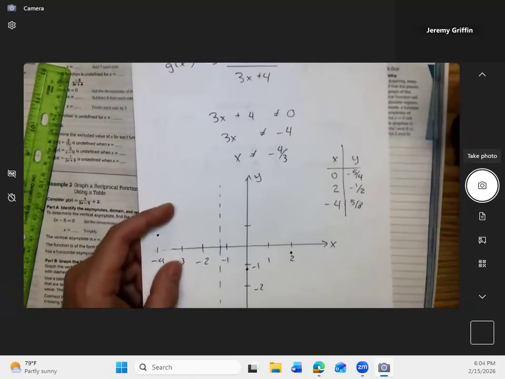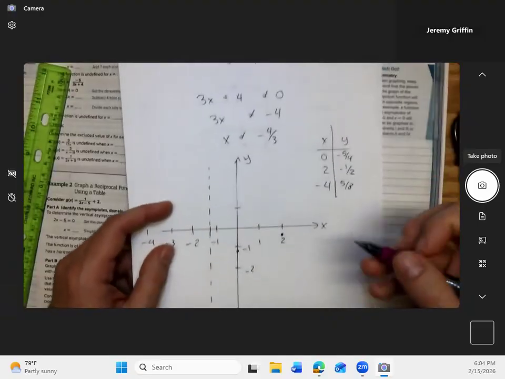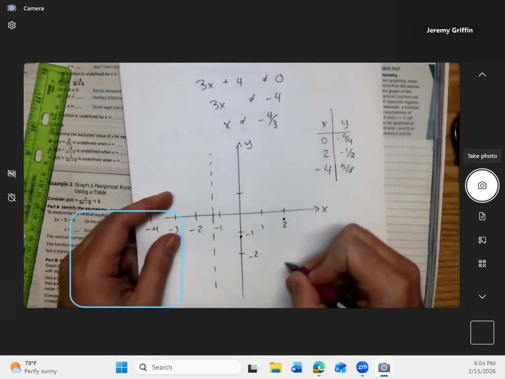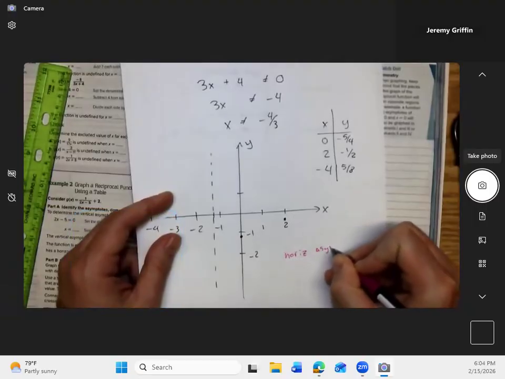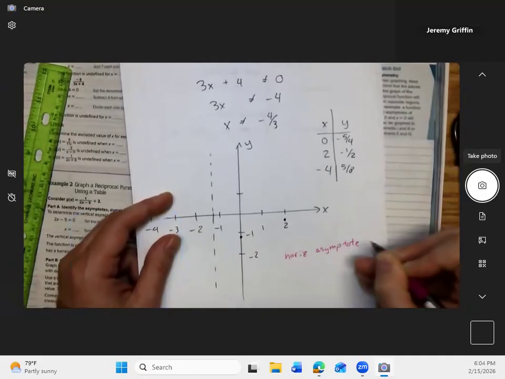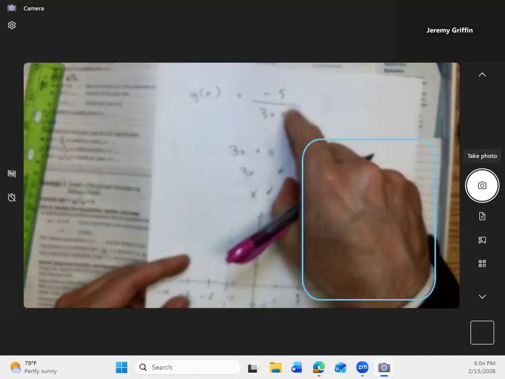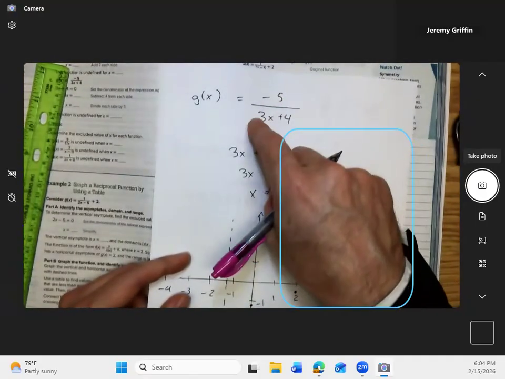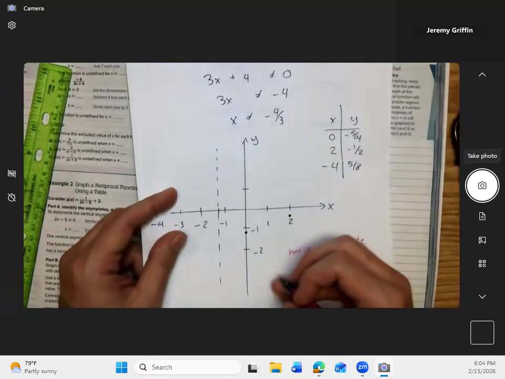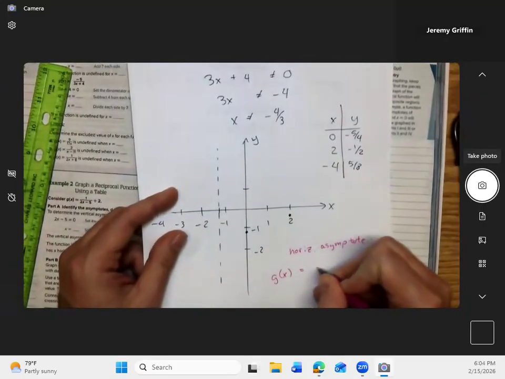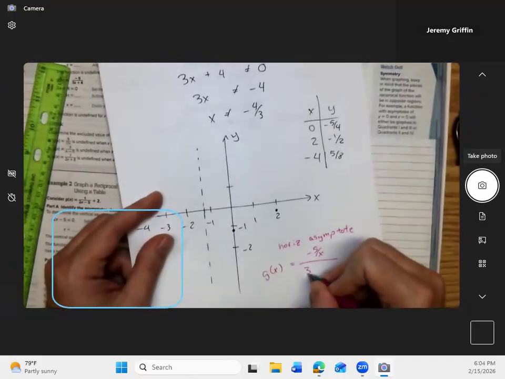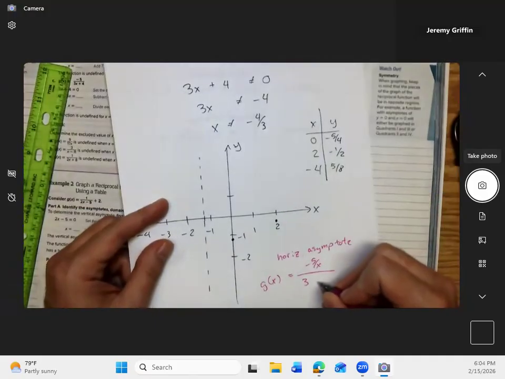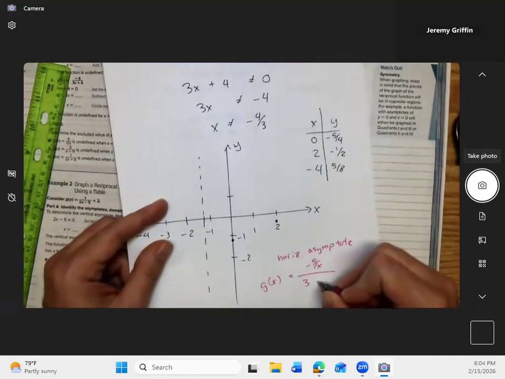Let me show you guys a different way. I'm going to write this in pinky because your book doesn't exactly spell it out this way. To find the horizontal asymptote, you can divide every one of these three terms, like that's a term, that's a term, that's a term, by x, and it will look like this. G of x equals negative 5 over x over, now 3x over x is just 3, and then we got plus 4 over x. Like that.